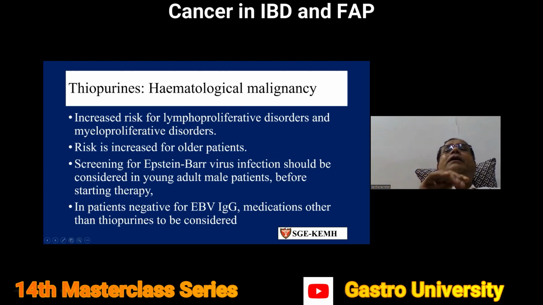So thiopurine, there is increased risk for lymphoproliferative and myeloproliferative disorders. The risk is more in elderly patients. Hence, it is important that you screen them for Epstein-Barr virus, especially in young adults before starting therapy. And in patients with negative EBV IgG, you should think of other medications than thiopurines.